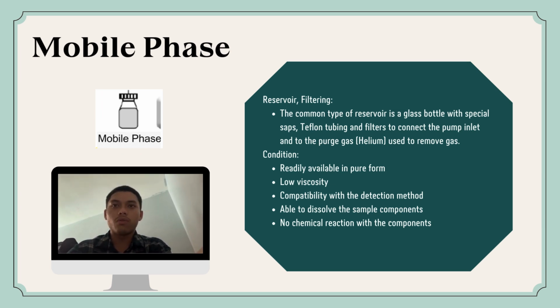It is a reservoir and filtering. The common type of reservoir is a glass bottle with special caps, Teflon tubing and filters to connect to the pump inlet, and a purge gas, helium, used to remove gases. The conditions are that it is readily available in pure form, has low viscosity, compatibility with the detection method, is able to dissolve the sample components, and has no chemical reaction with the components.